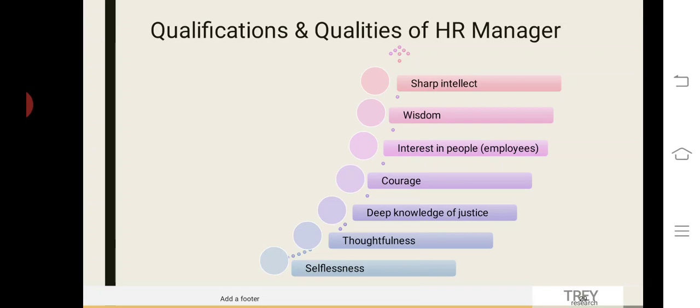He must have deep knowledge of justice. Now see, if we find that there is a feeling of injustice among employees in the organization, not a single strategy is going to work properly. You are not going to get a good outcome if people find that there is no justice. Unfair treatment can never make employees happy. If one is happy, another would always be sad, isn't it?